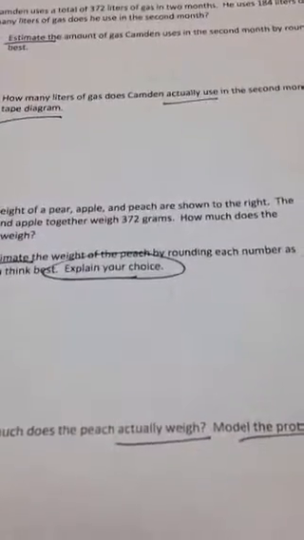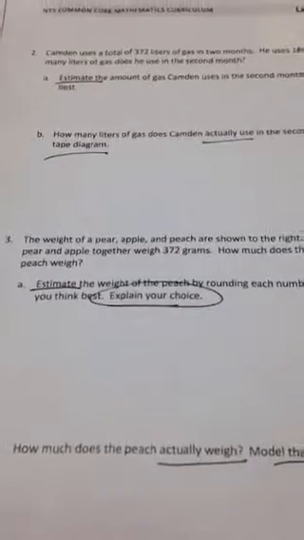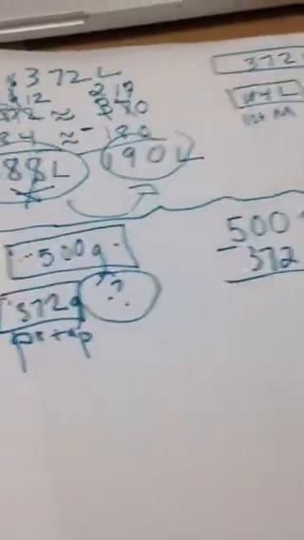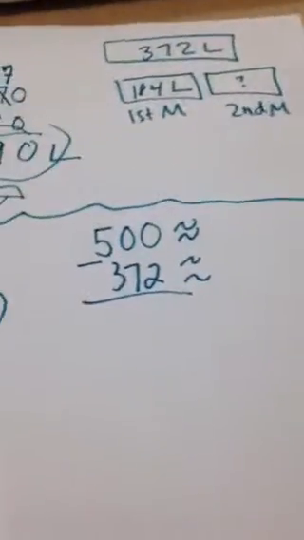Explain your choice. So there are two parts of this, right? Estimate the weight of the peach by rounding each number. Again, it's how you think best. And then you just have to justify your answer. Why did you choose that?